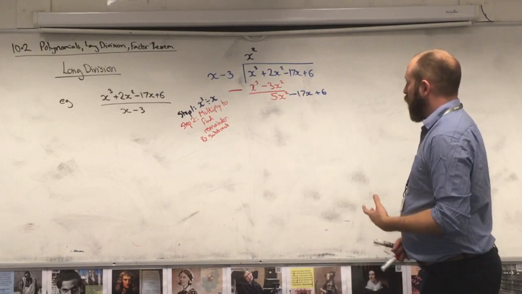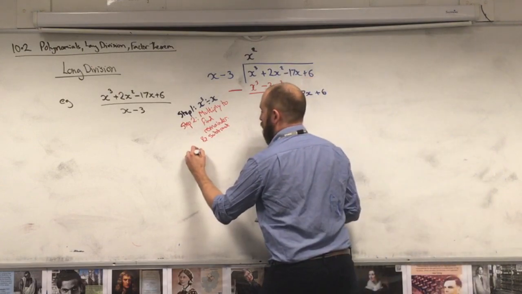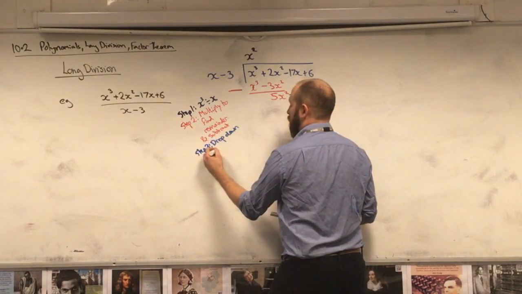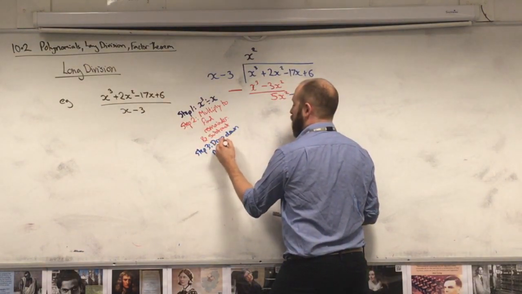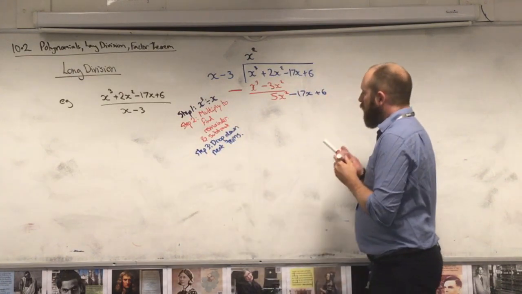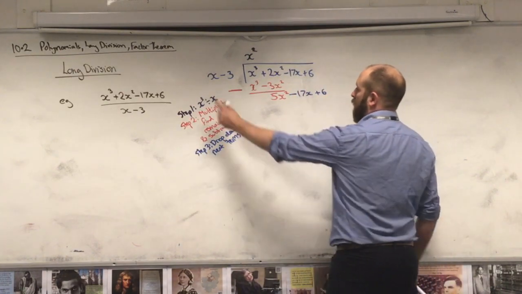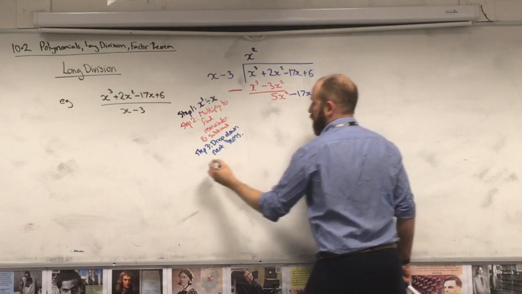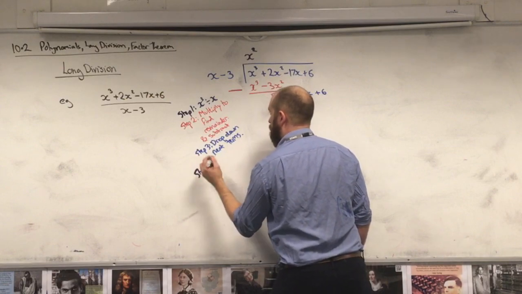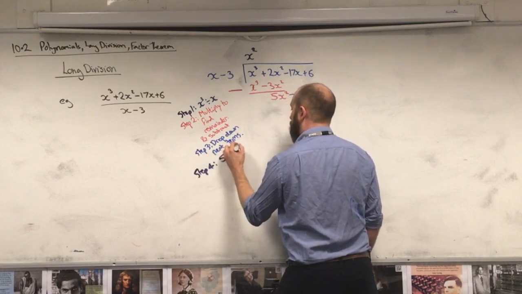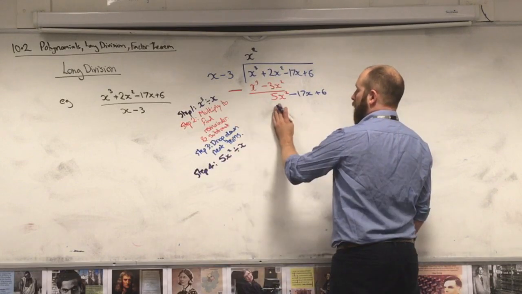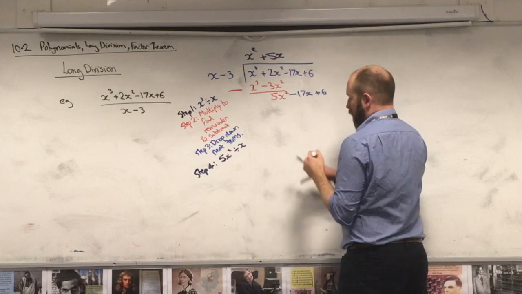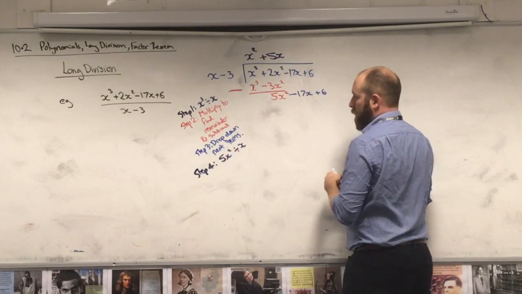So now we start the whole thing again. So step 3 there, drop down. Okay, so now we go back to step 1 again. So now we're going to do 5x squared divided by x. So step 4, 5x squared divided by x. So 5x squared divided by x, we get 5x, which we write at the top. Then again we're going to multiply to find the remainder and subtract.